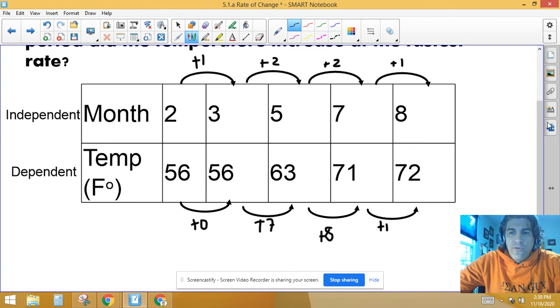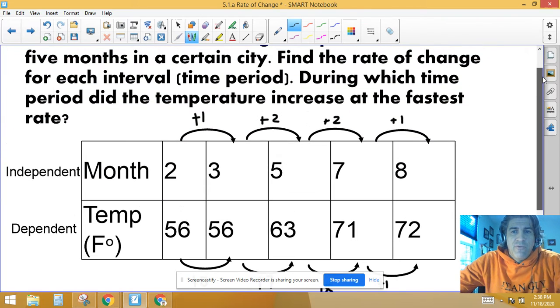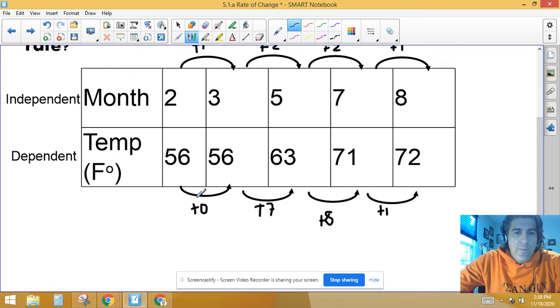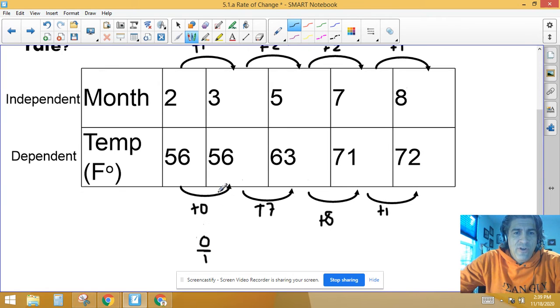And now what I want to do is identify the constant rates, the rate of change for each interval. So for the first interval, it went up 0 degrees, I'm going to put my dependent change over my independent change, which was 0 over 1. My next change was it increased 7 degrees over a 2-month period. So pretty much that increased 3.5 degrees per month, but 7 halves.